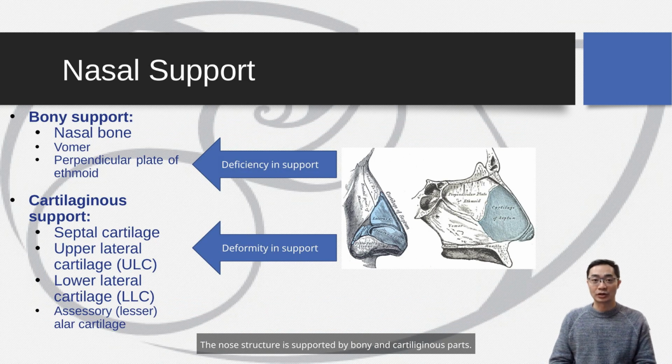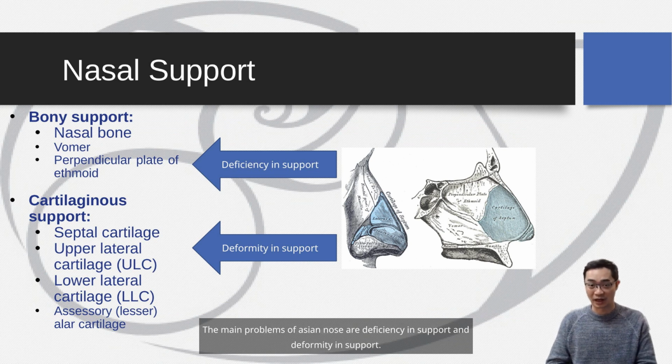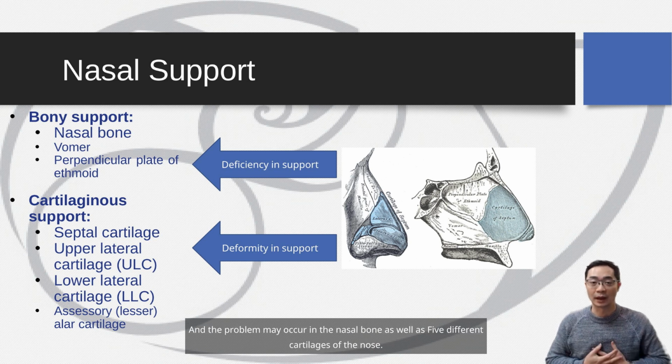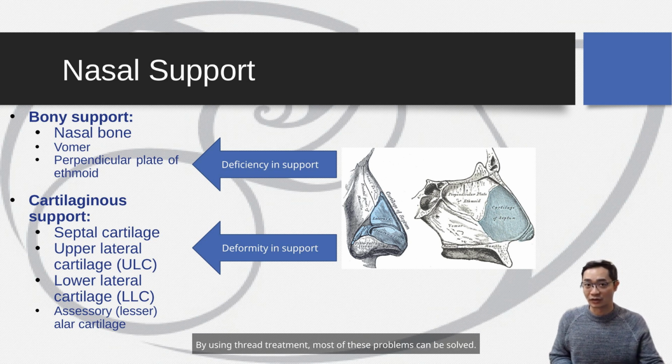The nose structure is supported by bony and cartilaginous parts. The main problems of the Asian nose are deficiency in support and deformity in support, and the problem may occur in the nasal bone as well as the 5 different cartilages of the nose. By using thread treatment, most of these problems can be solved.